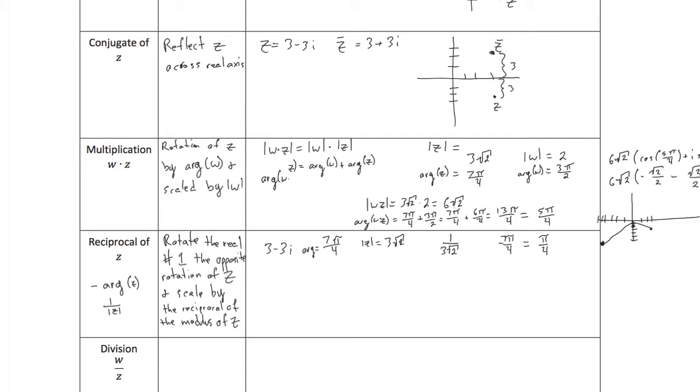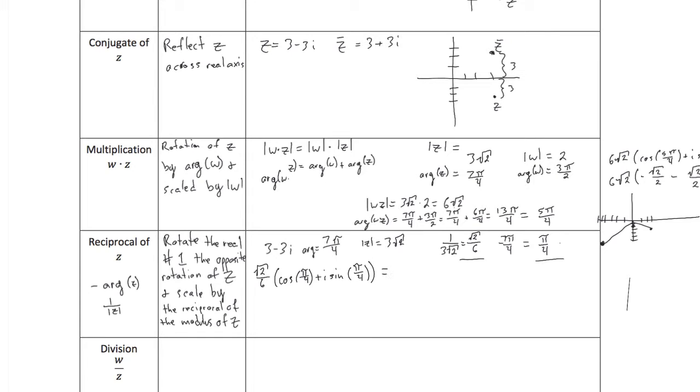So the argument of the reciprocal would be pi over 4, this number right here. And this would be 1 over 3 root 2. Multiplying the top and the bottom by root 2, that'd be root 2 over 6. So I have it right there. That's all I need. So that would be root 2 over 6, and that would be cosine of pi over 4 plus i sine of pi over 4.